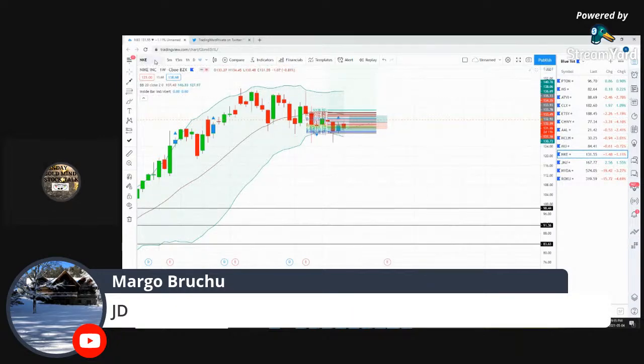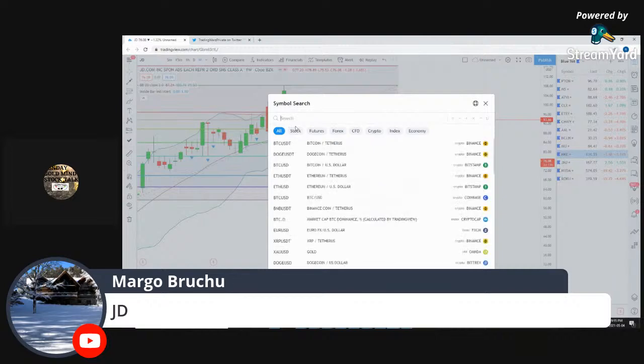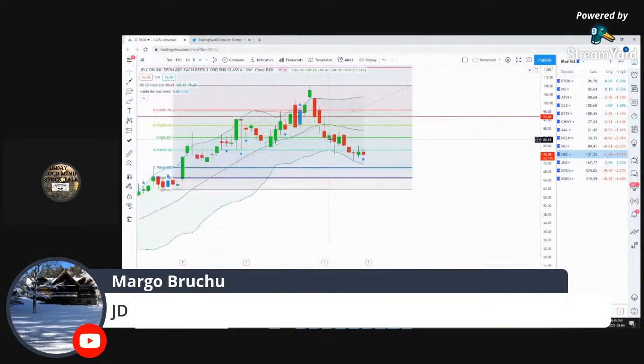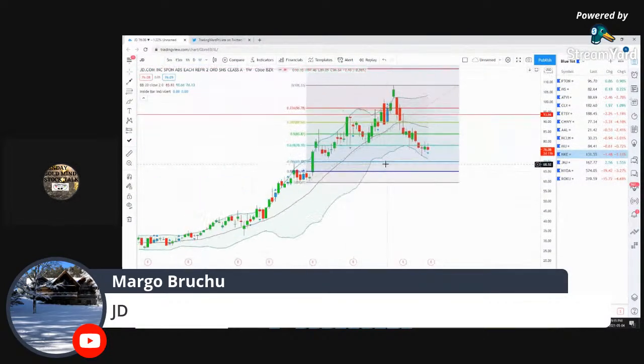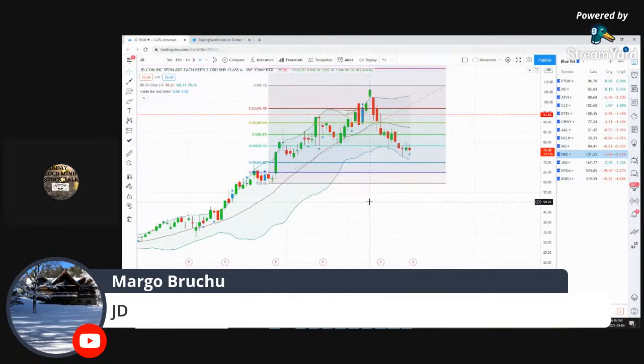Margot says JD. So JD is working on a nice inside bar here on the weekly. So let's keep our eyes on this and see if it closes as an inside bar. If it closes as an inside bar, this will be a great setup to take to the upside or to the downside here. But what I can see here is I have this fib drawn from a while ago, and we're just kind of hanging out in the fib zone, 786, 618. So we've got to wait to see how it closes this week to take a trade.